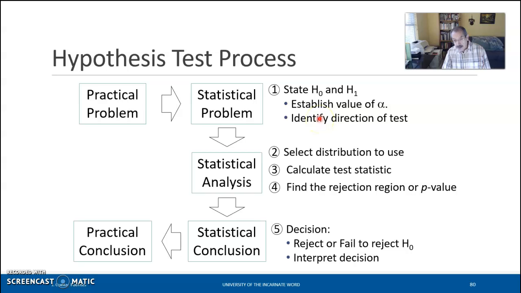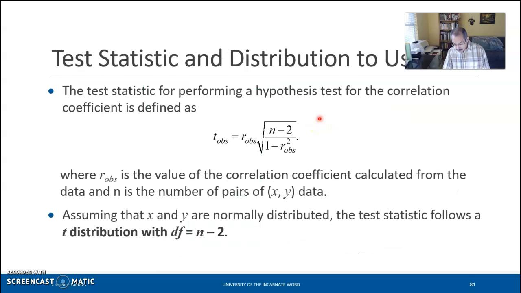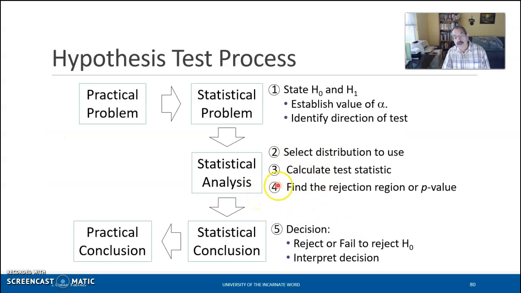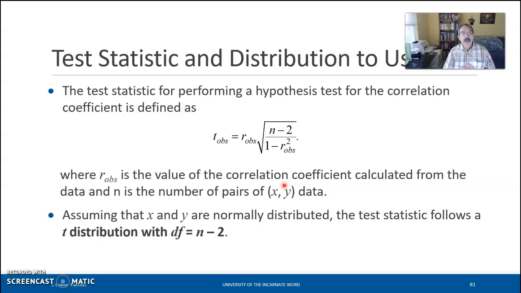And so the first step is to determine the null and the alternative hypothesis, which is what we have done here. And then the next step is determining what distribution to use and what test statistic to use. Here, the test statistic for performing a hypothesis test with the correlation coefficient is defined as this. R observed is the correlation coefficient that you calculate from the data. And so there are two things that you require for this calculation: the value of the sample correlation coefficient and the number of observations in the data set.